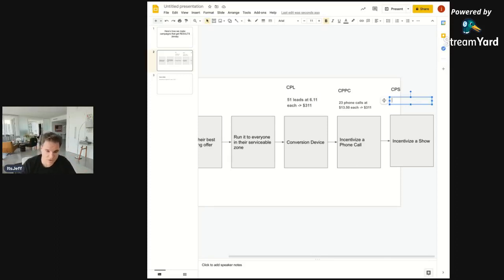Cool. So let's just say we have 23 phone calls. 23 divided by 2 is, let's just round up and say 12 phone calls, or 12 shows, at blank for $311. And then 311 divided by 12 is $25 per show.